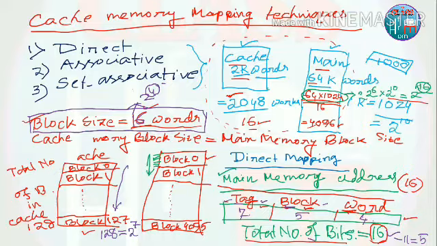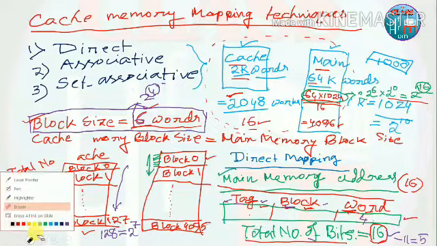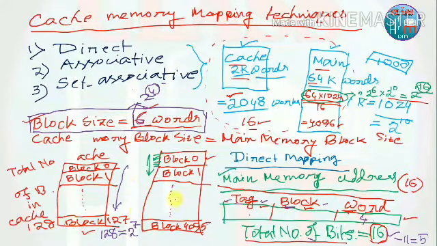Okay, sorry, there will be a slight change. This will not be 7. We have to calculate this the opposite way. So at first you will find out the number of blocks.